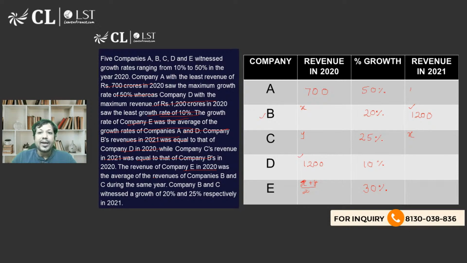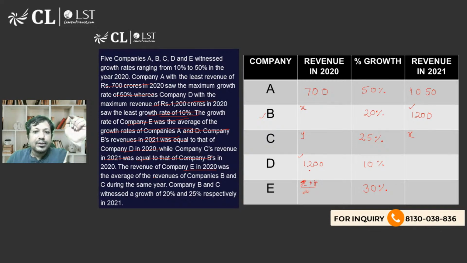And that's everything we have gotten so far. Now this is 700. It grew by 50%. What is 50% of 700? That is going to be 350. So revenue in 2021 is going to be 700 plus 350. So it is going to be 1050.